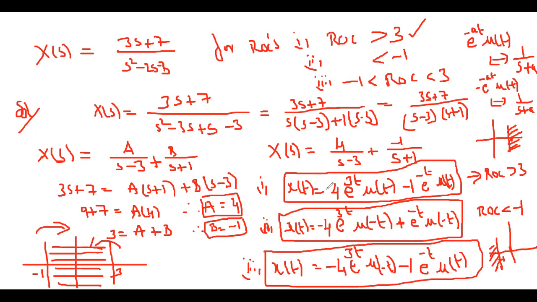When the ROC is greater than, it means write all the terms as positive; less than means all the terms are negative. But whenever it is in the range, one is towards the positive, so you can write mu of t. The other is towards the negative, so write mu of minus t and keep the sign as negative. Got it, my dear students? ROC is very important. To write the inverse Laplace transformation, we definitely require the ROC only. ROC is positive or negative. Okay.